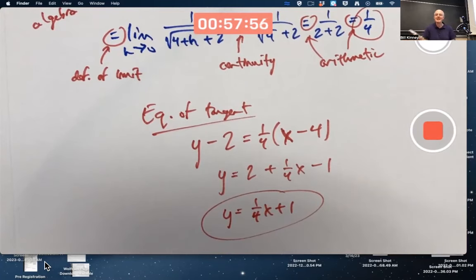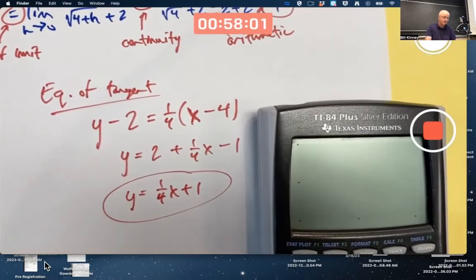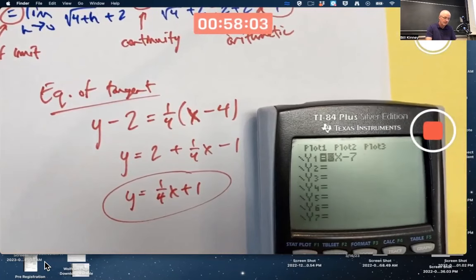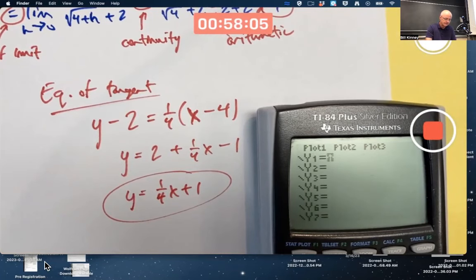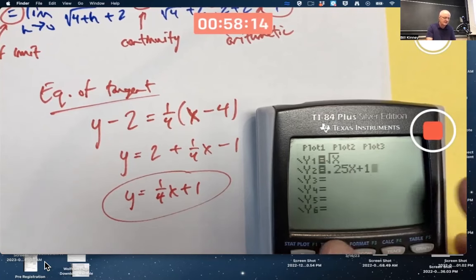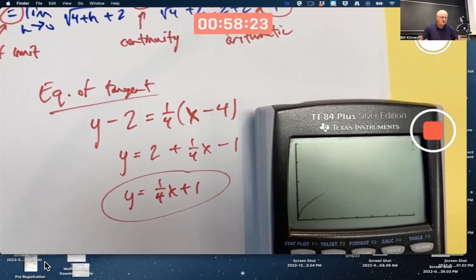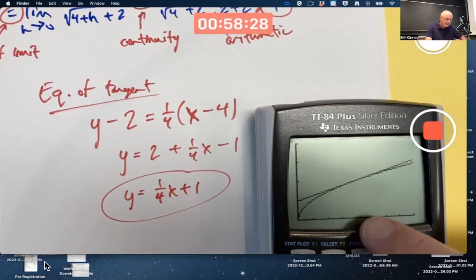Let's end class by confirming it with our technology here. So I'm going to graph the square root of x. I'm going to graph 0.25x plus 1. They are different functions with different graphs. I'll go from 0 to 8 to start off with. 0 to 4, say. Here's the square root. Then the tangent line at 4 looks pretty good.